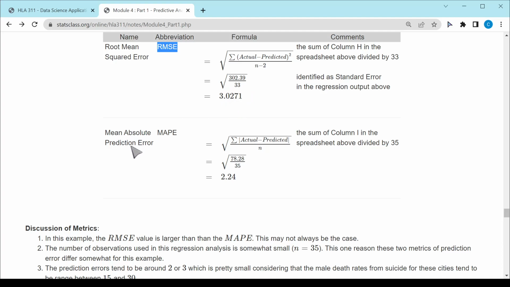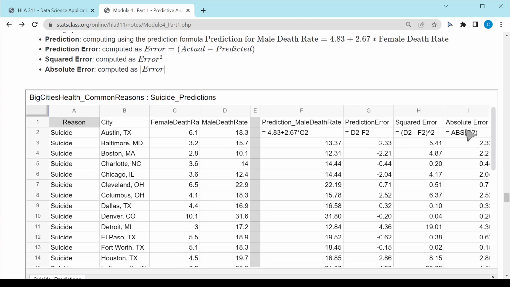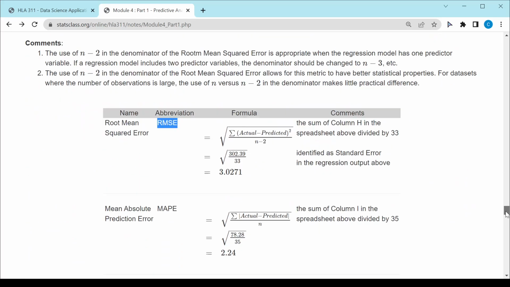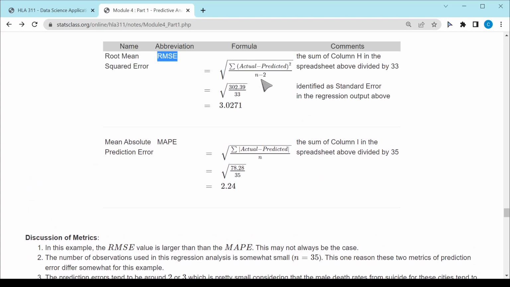If we use the mean absolute prediction error, which again is abbreviated MAPE, that is going to use the sum of column I, which is the absolute error column. Again, I need to get the sum of all the values there, which I guess is 78.28, and then I'm going to divide by the number of observations that I have, which is 35. Here you can see that the MAPE measure is about 2.24. In this particular example, the root mean square error is a little bit higher than the MAPE value, the mean absolute prediction error. That's not always the case that this one will be higher.